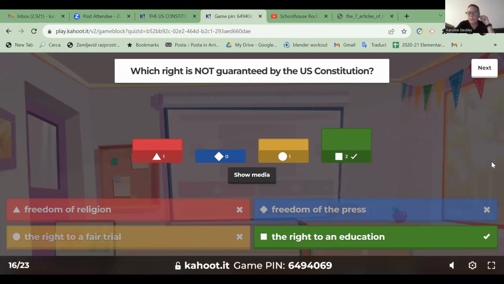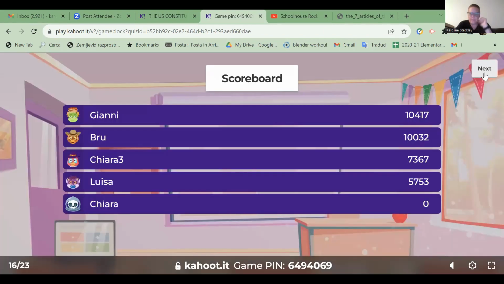Yeah, isn't that crazy? So the right to an education is not part of it. The freedom of religion is guaranteed in that First Amendment. Right to a fair trial also is in the amendments. Freedom of the press is also in the First Amendment. Right to an education does not exist.